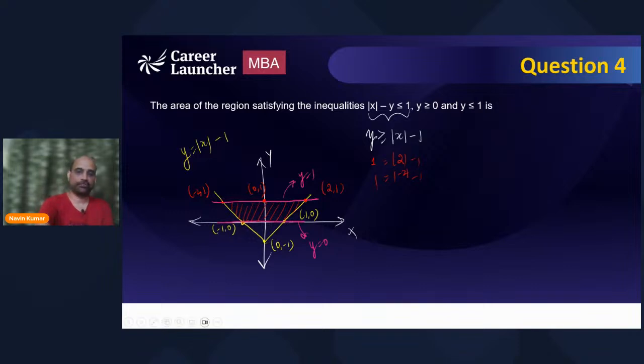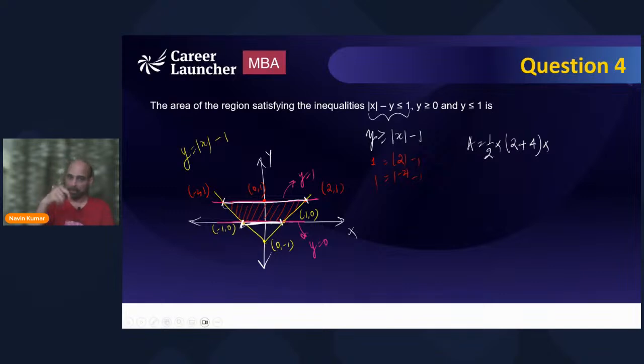So can we say from here that the area of the trapezium is given as half into the sum of parallel sides? So what is the length of this side? Can we say this is from -1 to 1? So that's 2 units. Plus the other side which is parallel to that one. So this is from -2 to 2. So this is going to be 4.